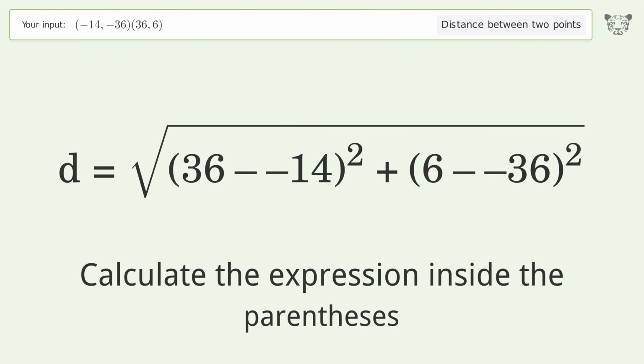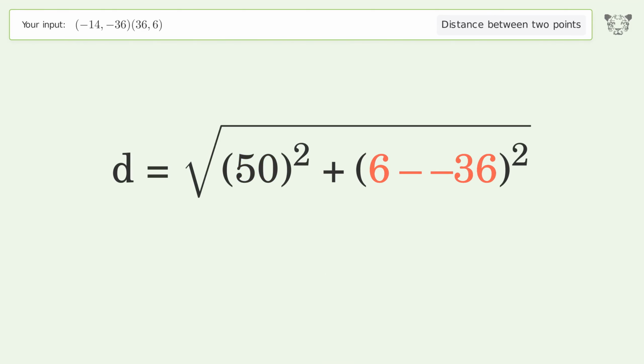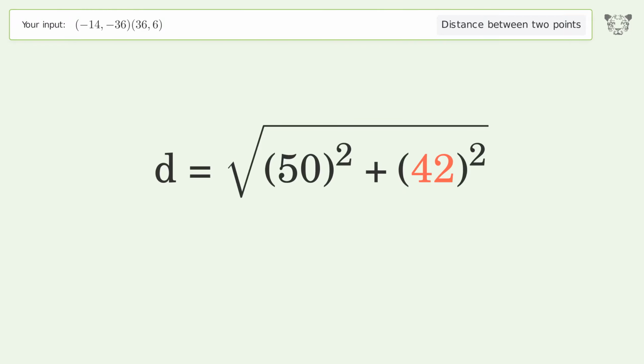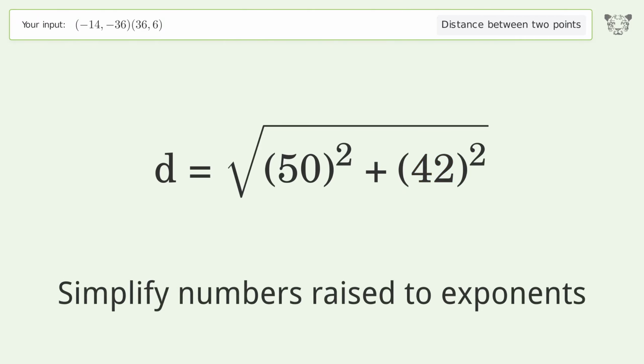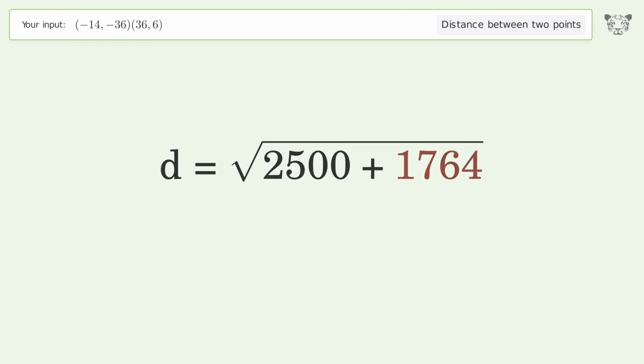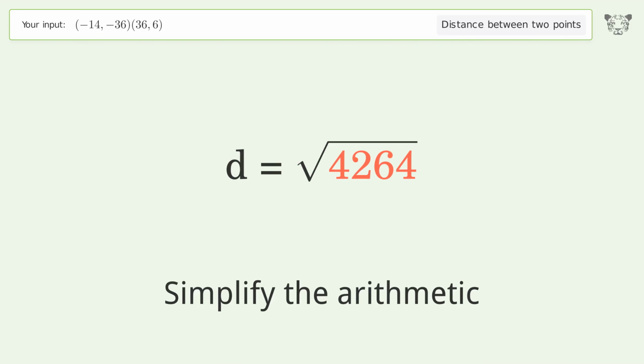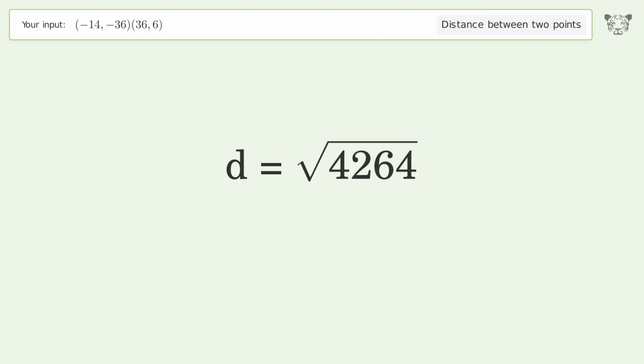Calculate the expression inside the parentheses. Simplify numbers raised to exponents. Simplify the arithmetic. And so the distance between the 2 points is the square root of 4,264 or 65.299.